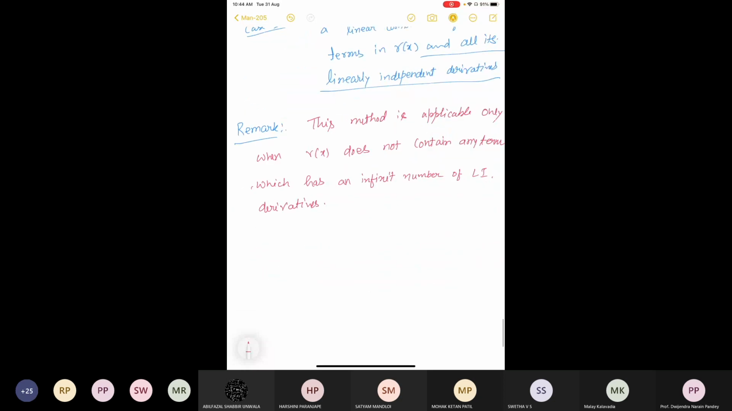Let me try to make you understand what it means. For example, you take this sine, right? If you look at f(x) equal to sin(alpha x), then what is f dash x? It is alpha cos(alpha x). And what is f double dash x? It is again minus alpha square sin(alpha x).